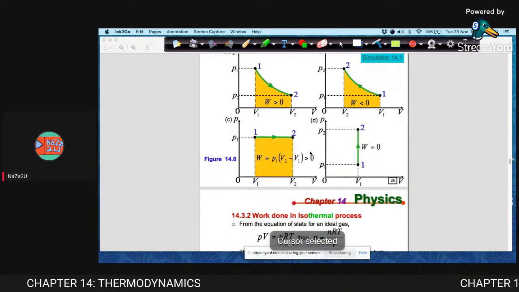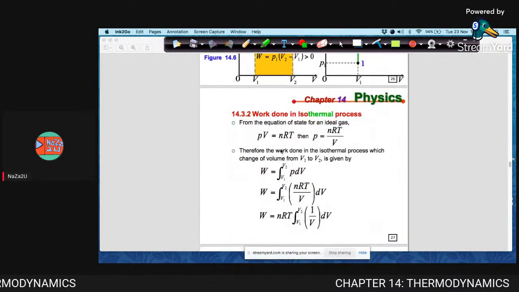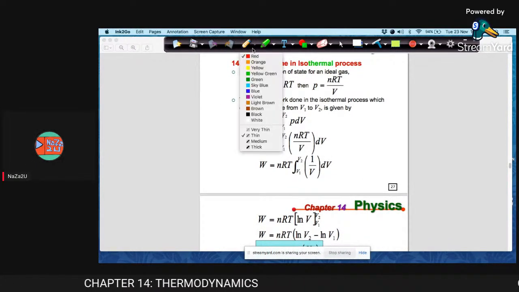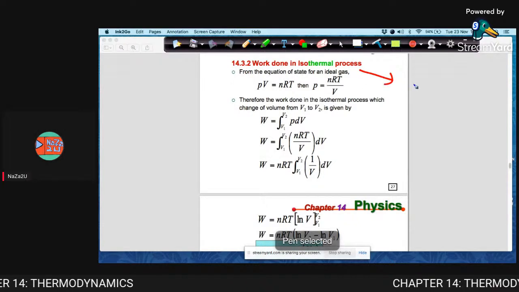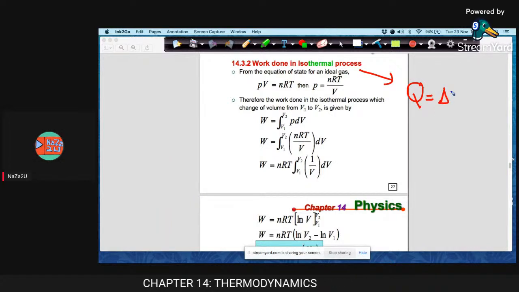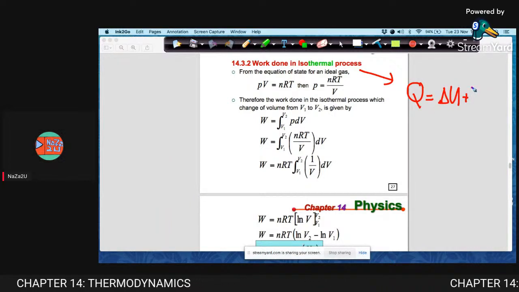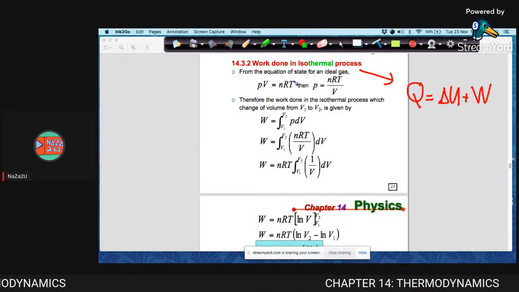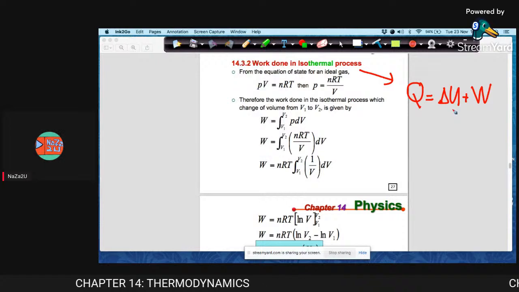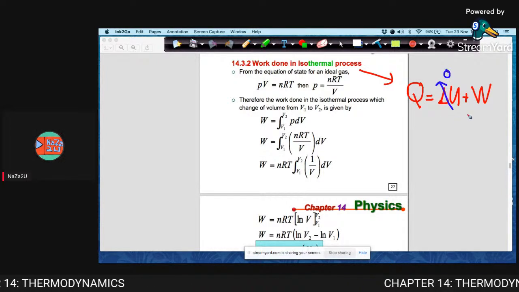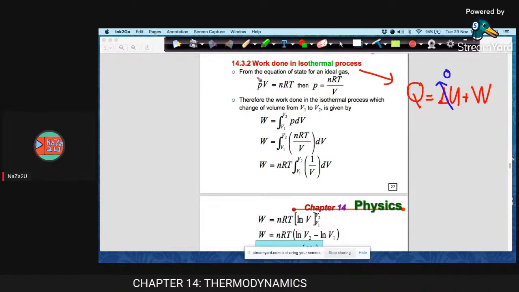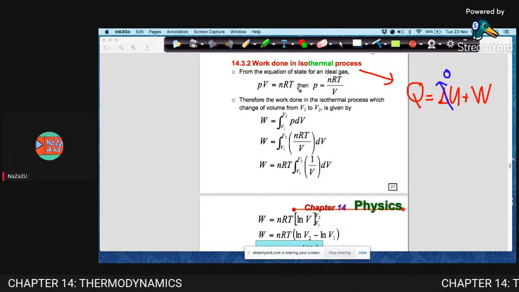Alright. Jadi macam mana kita nak membaca ataupun membaca graf. So the first is work done for the isothermal process. So for the isothermal process, as we know, if you start from the first law of thermodynamics, Q is equal to delta U plus W, right? For the isothermal process, delta U or change of internal energy is equal to 0. Nah, ini kita bincang sebelum ni. For the equation, the ideal gas equation, PV is equal to nRT.